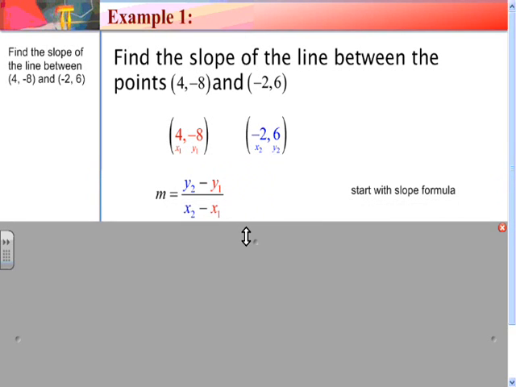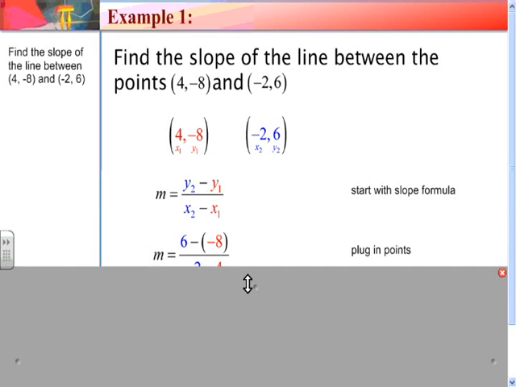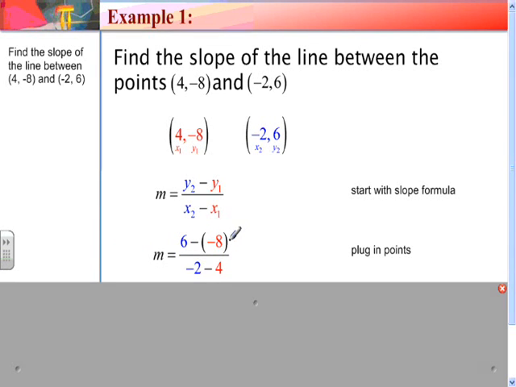So let's write down our formula. Slope is equal to y2 minus y1 divided by x2 minus x1. And now let's plug in the points in the appropriate place. So it's going to look like 6 minus a -8, because y1 was negative. And then the bottom, negative 2 minus 4.